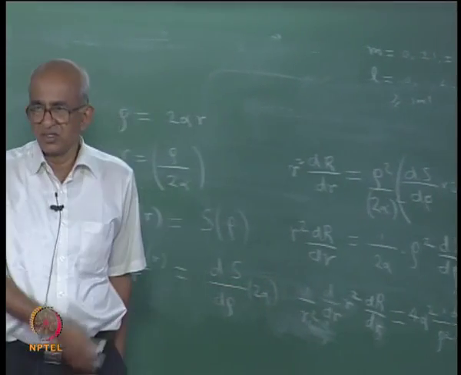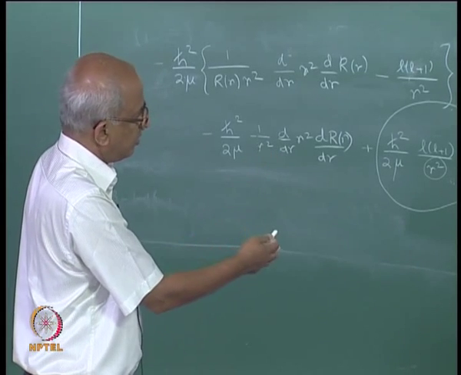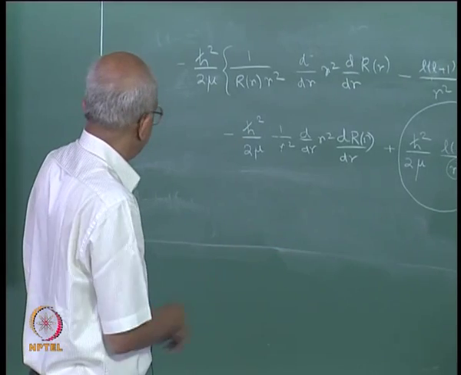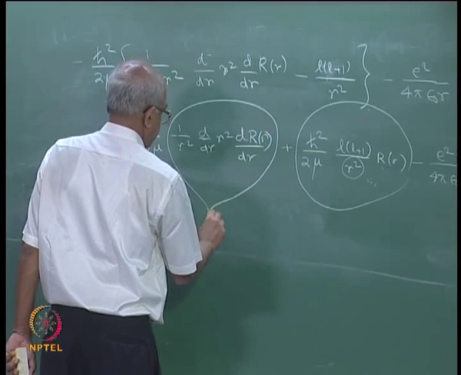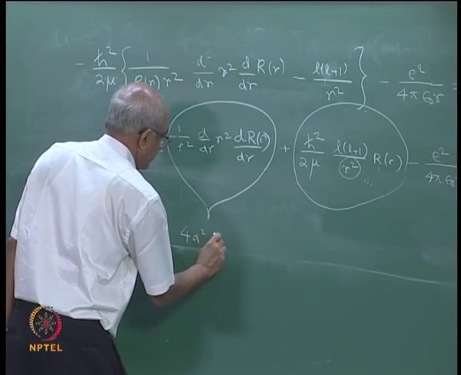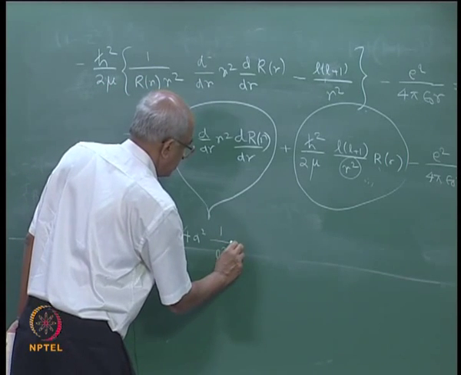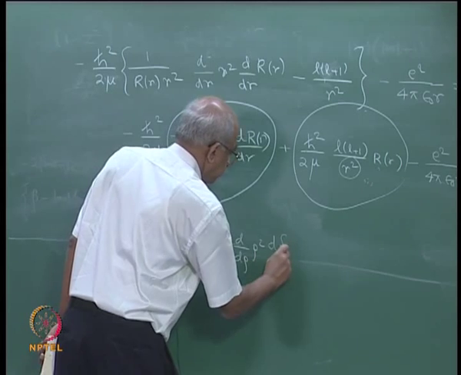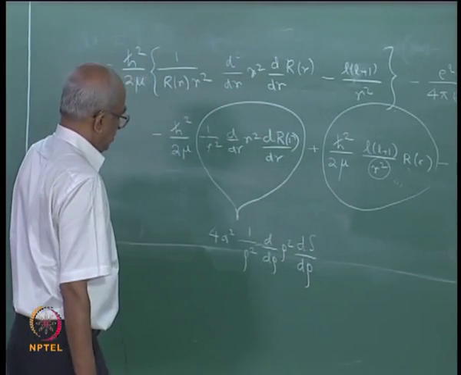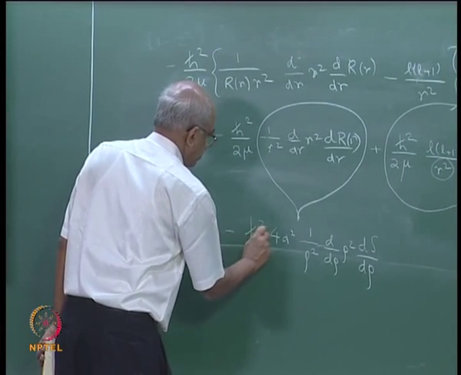That is the answer. I think you can easily verify this. If you just did the substitution, r is equal to rho by 2 alpha, all that will happen is that you will get just a 4 alpha square there, and therefore, this object will become 4 alpha square.